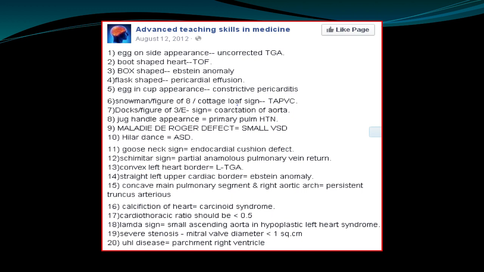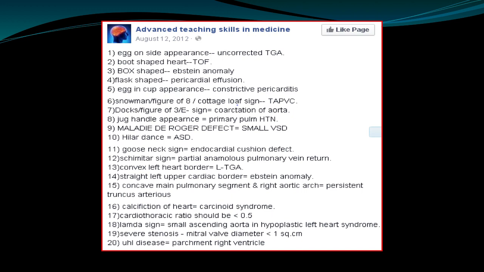Egg on its side appearance is secondary to an uncorrected TGA. Boot-shaped heart is tetralogy of Fallot. Box-shaped heart is Ebstein anomaly. The flask-shaped heart is a pericardial effusion. Egg-on-cup appearance is constrictive pericarditis. Snowman sign or figure of 8 or Cotton-Loff sign is total anomalous pulmonary venous connection. The figure of 3 or inverted 3 sign is coarctation of the aorta.